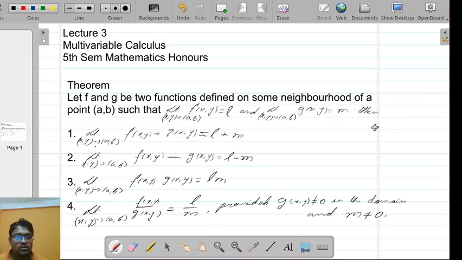Pardon me for the handwriting, I'm not habituated to writing on an electronic pad, so I'm trying.